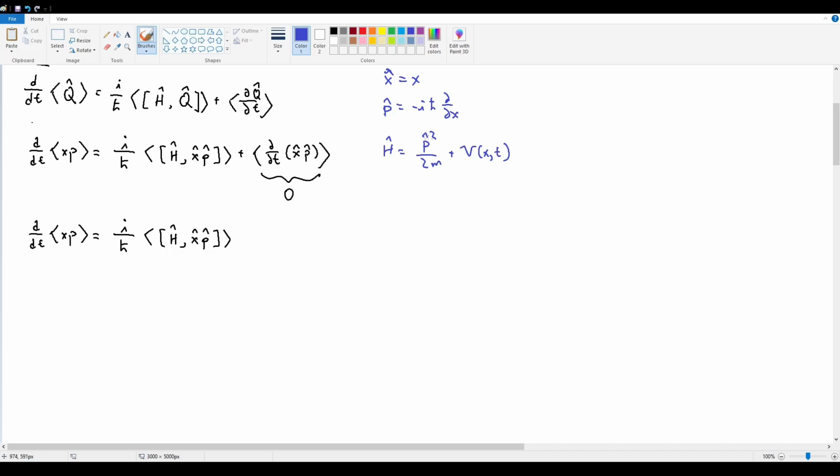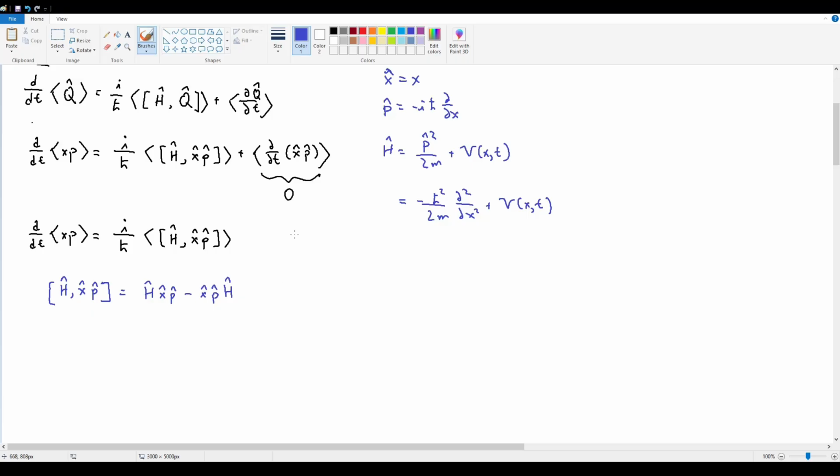Okay, rewriting this again, this time plugging in p hat in terms of x. This is going to give me, let's see, two negatives make a positive, two i's make a negative, so negative h bar squared over 2m d2 by dx squared plus v of x comma t. Okay, in that case, the commutator of h hat with x hat p hat. I wrote this wrong, it should be commutator, not expectation. This thing is going to equal h hat, x hat, p hat minus x hat, p hat, h hat.